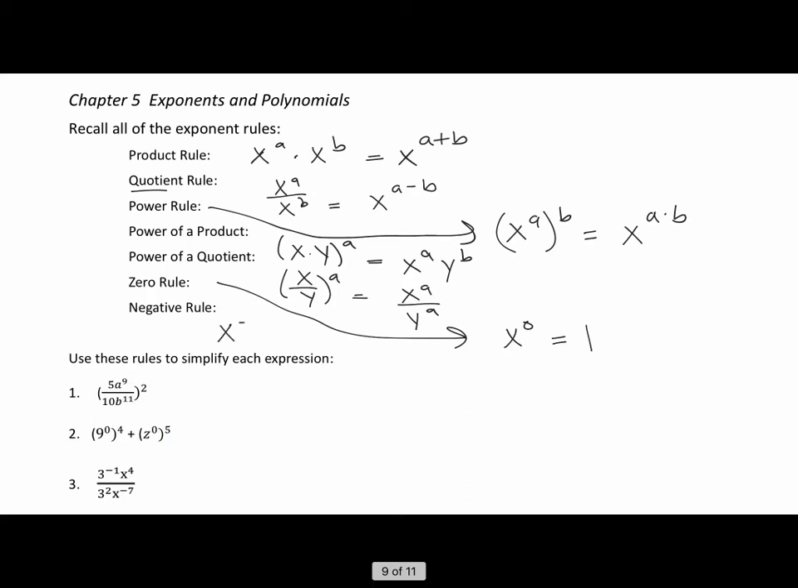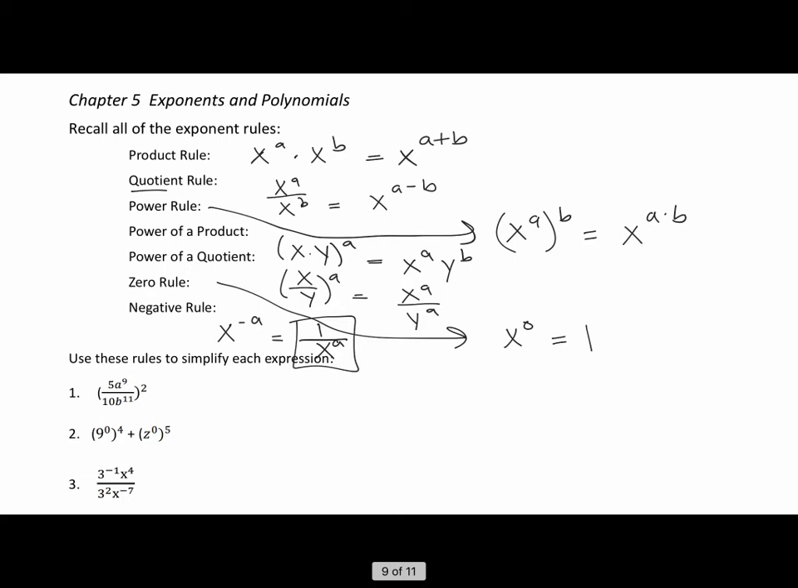And finally, the negative exponent rule. If you have a base raised to a negative exponent, you're going to move that base over a division bar so that it can have a positive exponent. If you didn't have anything in the numerator, it'll be a 1. That's the coefficient, so that stays in the numerator. Let's use these rules to simplify some expressions here.